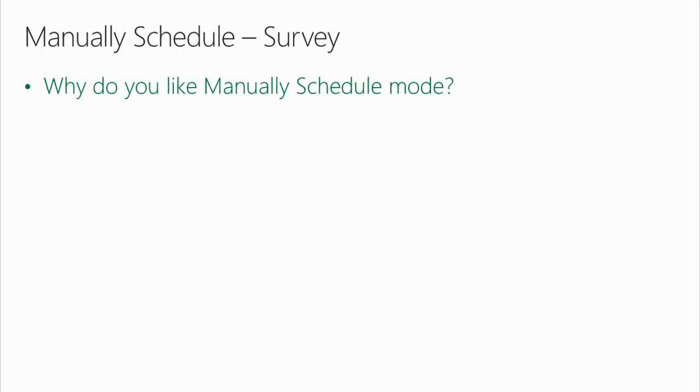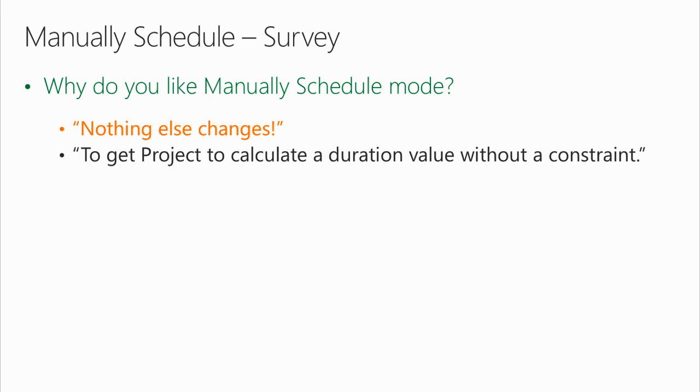So here's the first question I asked. What do you like about manually scheduled mode? And there's the first response I got: Nothing else changes. And my first thought was, I'm not so sure about that. Okay? But that's a really interesting response from some people that are pretty talented with Project. So right out of the starting blocks, I knew I was onto something. All right? To get Project to calculate a duration value without a constraint.